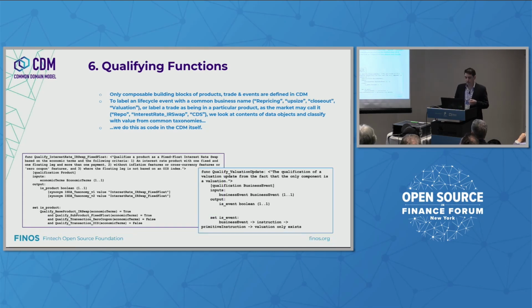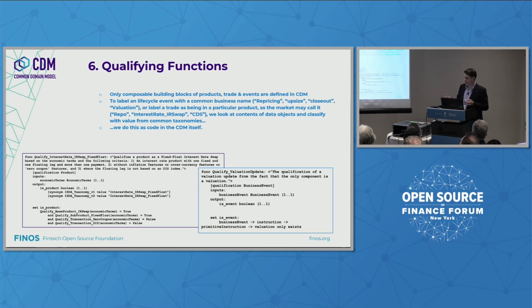So we define these functions. On the left there, we have the function that qualifies an interest rate IR swap fixed float. And it basically does exactly what I just said. It looks for one payout that's fixed and one payout that's floating, calls it a fixed float, and then stamps on the trade in a field that it is a fixed float swap. Now, why is this interesting?